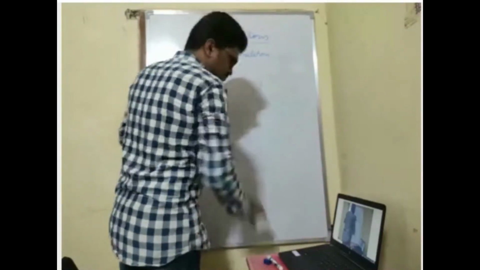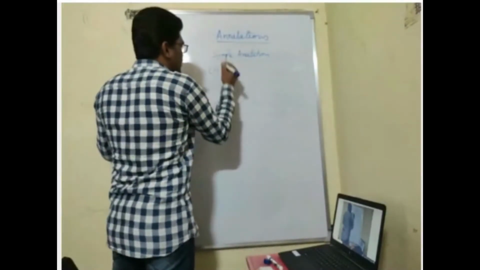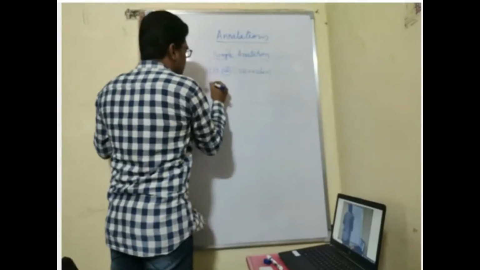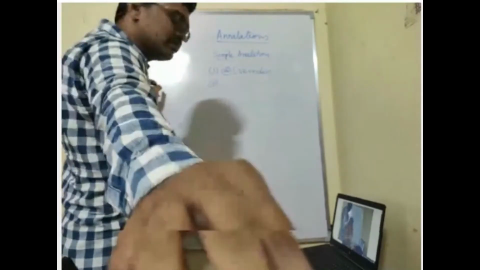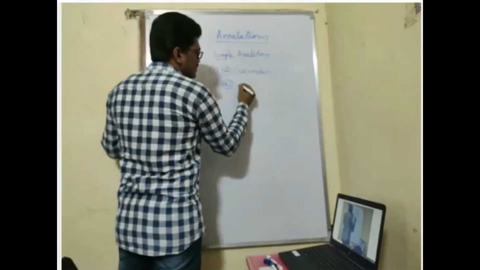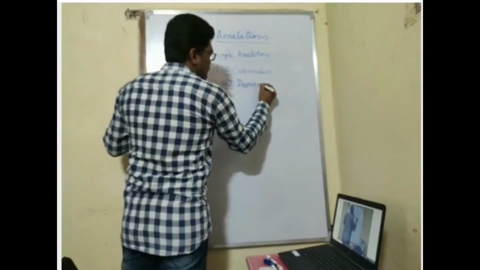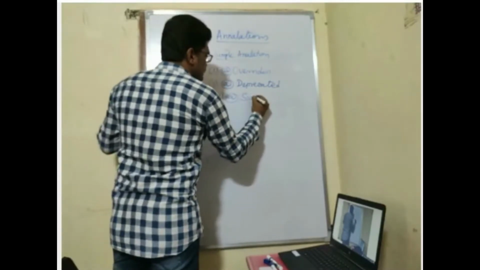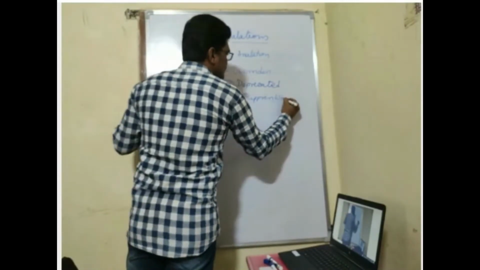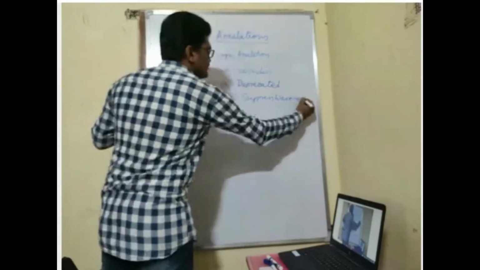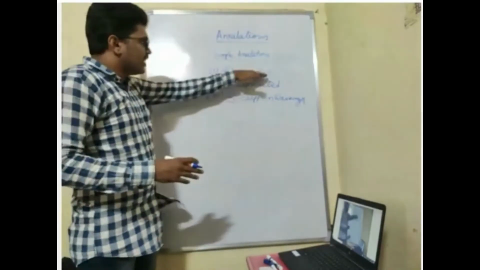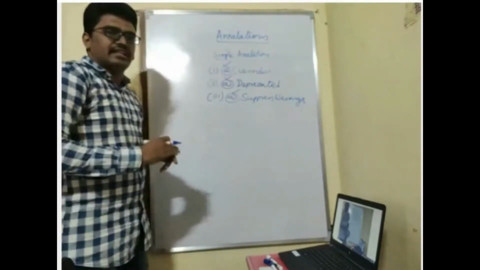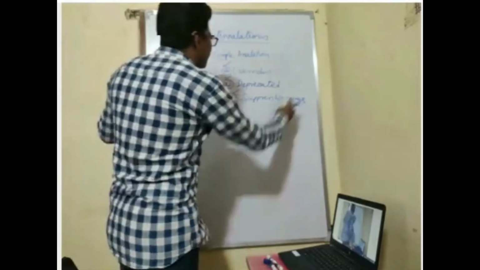There are 3 different types of simple annotations. One is @Override, with capital O. The second one is @Deprecated. The third one is @SuppressWarnings. As I told you, all of them start with the @ symbol. Now we'll see about each of these annotations.